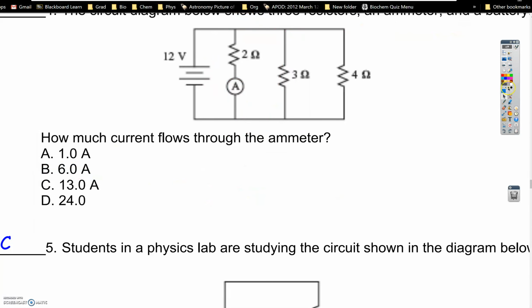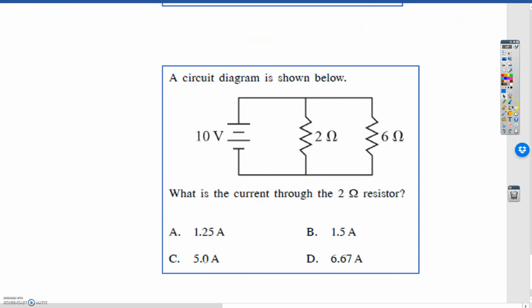On your last problem, try to calculate this one by yourself first. You might want to pause the video and solve it yourself. But let's look at this. The circuit diagram is shown below. We have a battery with 10 volts, a 2 ohm resistor, and a 6 ohm resistor. Again, I know this is parallel because of the branch points.